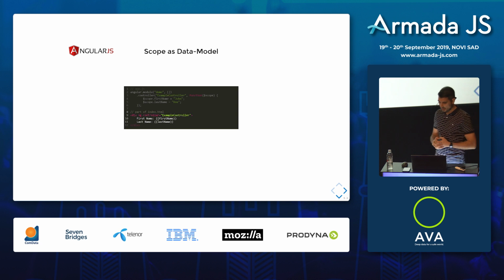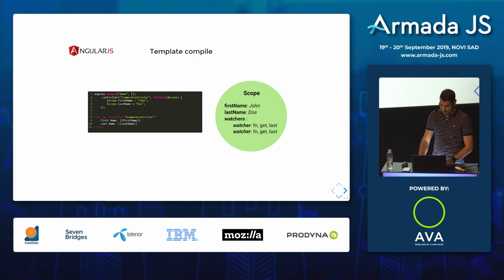Basically, what happens when Angular tries to compile the template? It actually goes through the template and takes each expression. For example, this is the first name, last name. And in the scope, we already saw that we have a first name and last name. And we have something called watchers, that is an array. It contains a watcher per each expression mentioned in the template. That watcher has a function which is used to update the DOM.